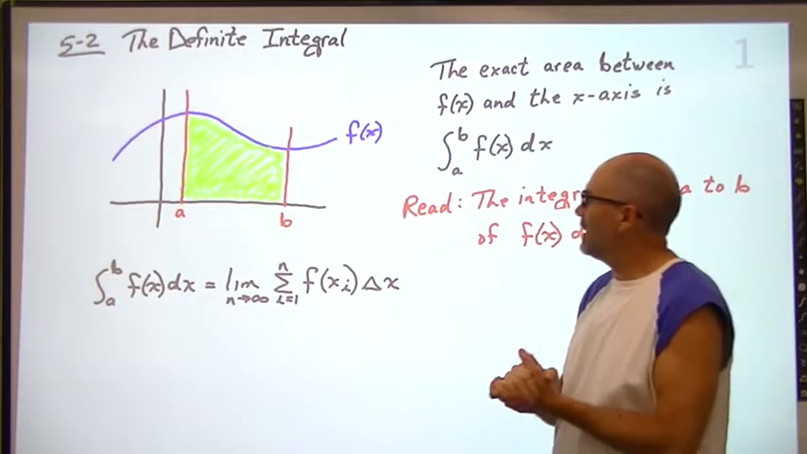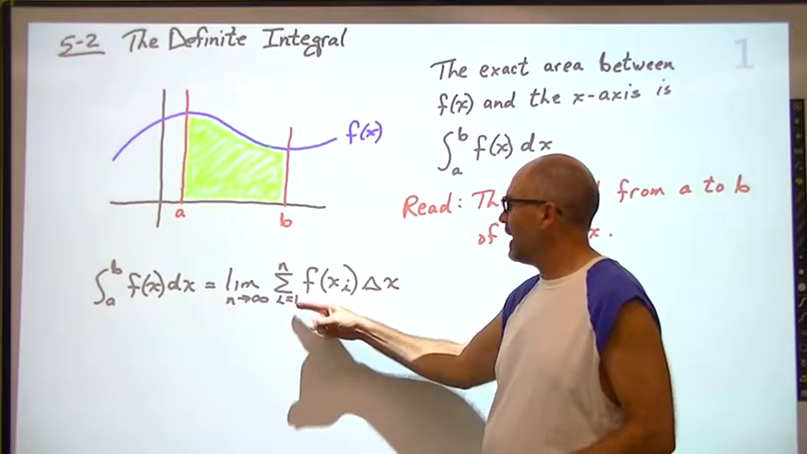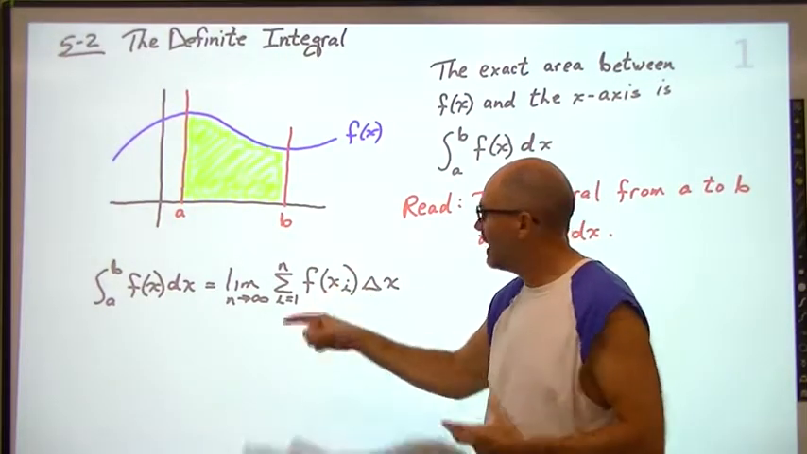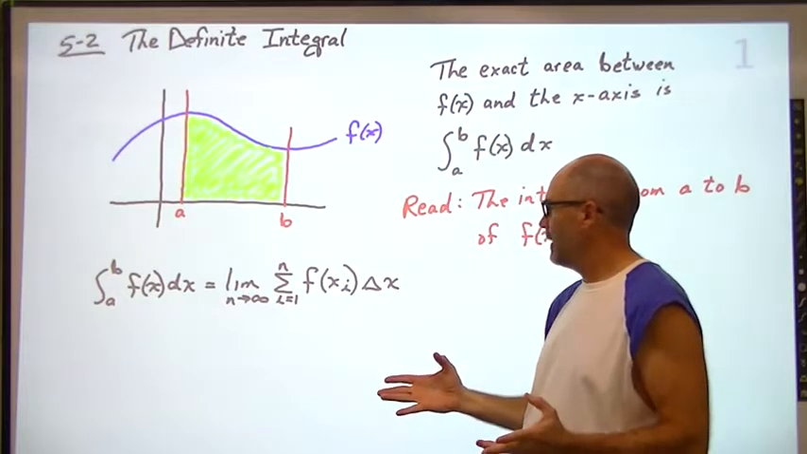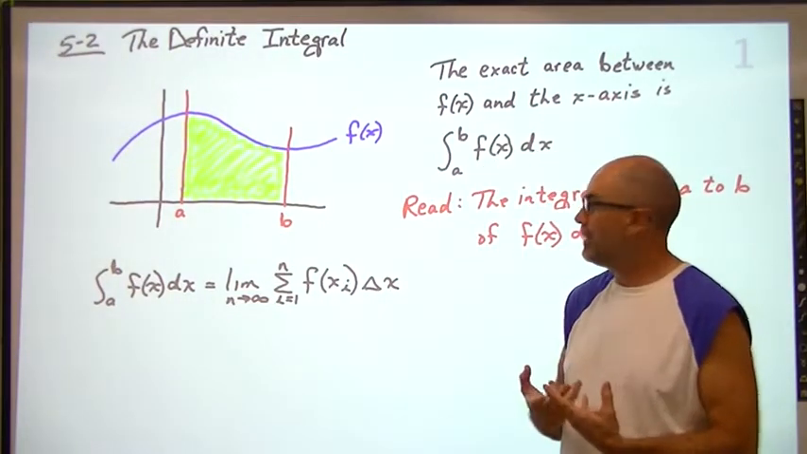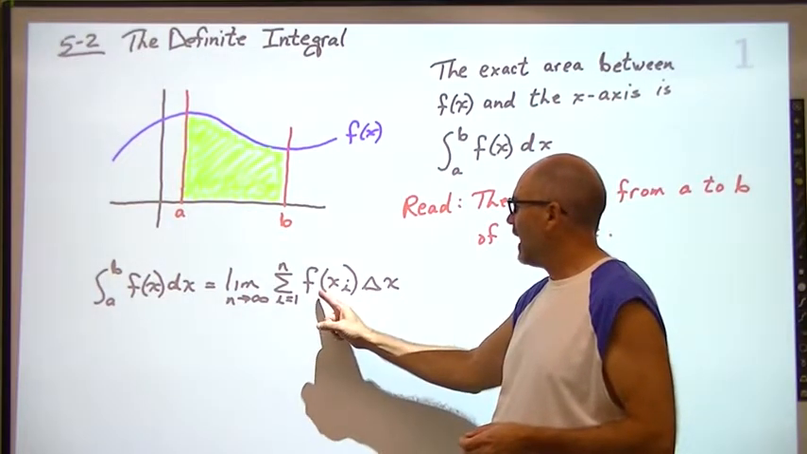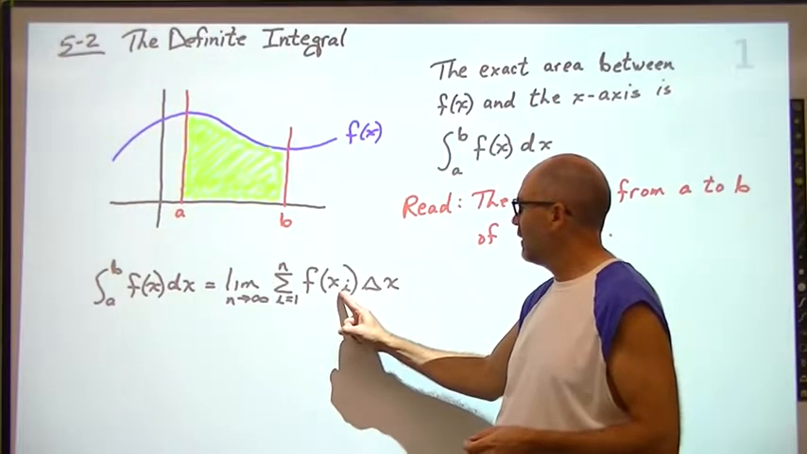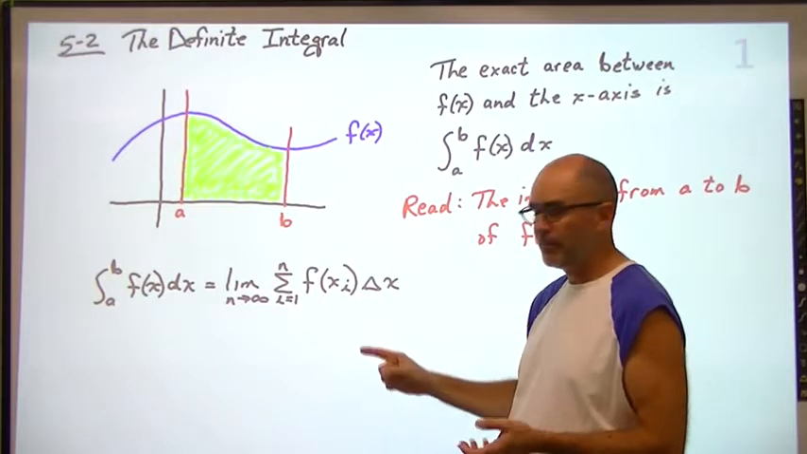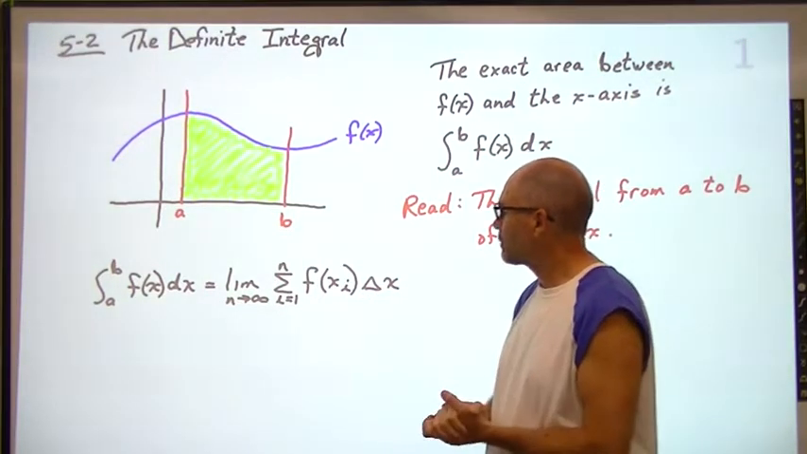So what this is saying is we've got rectangles i equals 1, i equals 2, i equals 3, 4, 5, 6, 7, 8, 9, 10, up to n. And we're letting n approach infinity, so we have infinitely many of these rectangles. How tall is each rectangle? The height is f of x sub 1, f of x sub 2, f of x sub 3, up to f of x sub n. The width is always delta x.